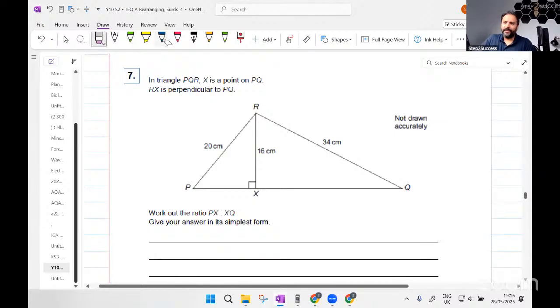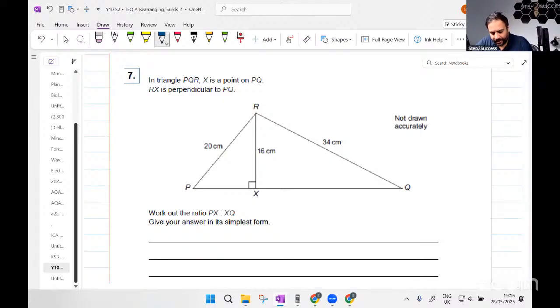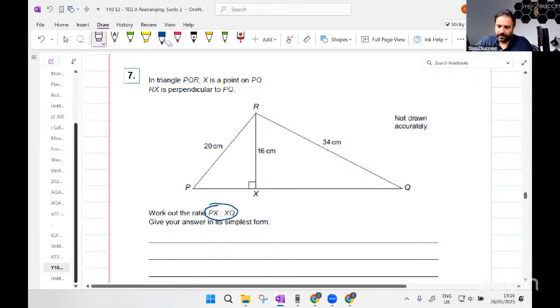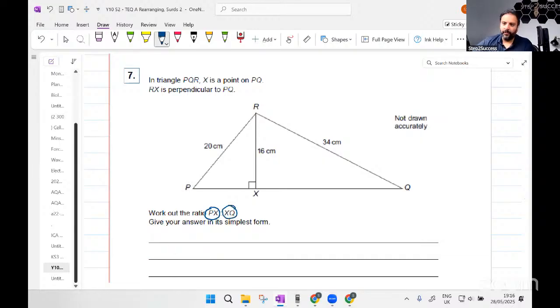Okay. Right. So we have a question here that says to work out the ratio of px to xq. When you get questions like this, where they ask you for a ratio of two things, basically what they're asking you to do is work out this and work out this. Don't overcomplicate it by thinking, oh, what's this ratio business? It's ultimately just saying work this out, which is here, and work this out, which is here. So we're going to work out those two things. Let's just call this X and call this Y for now, so that I can make it clear.